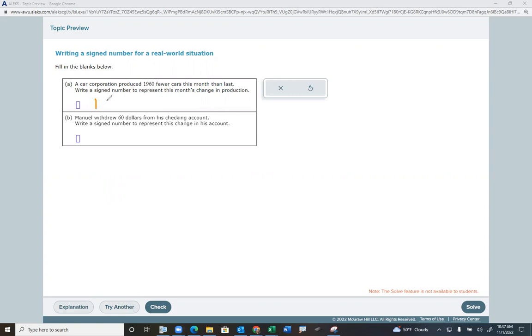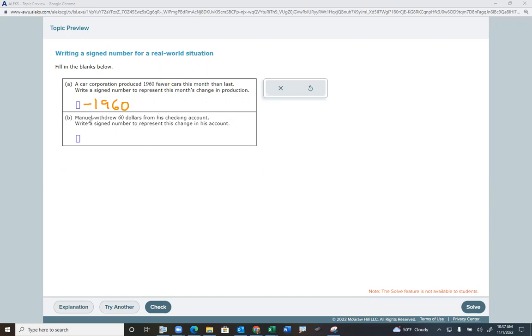Well, certainly 1960 needs to be part of the answer, but will it be positive or negative? Well, the keyword is fewer. So we're doing 1960 fewer. So -1960. That would be our answer. But yeah, the keyword is fewer to determine that sign.